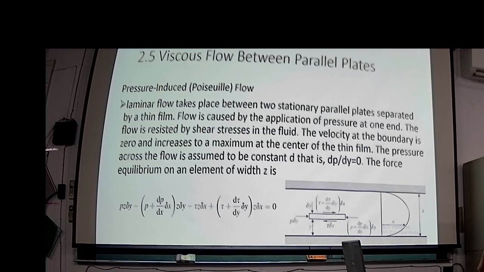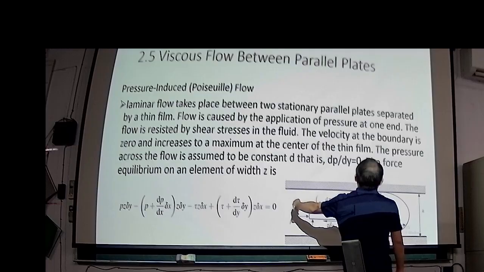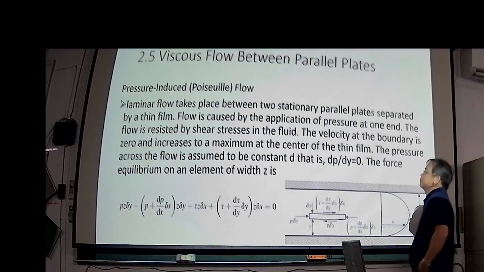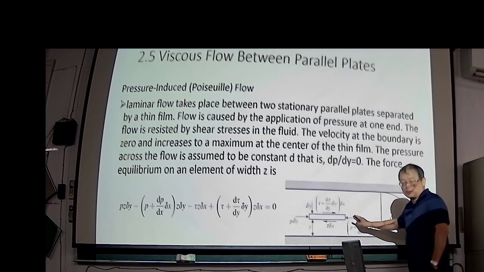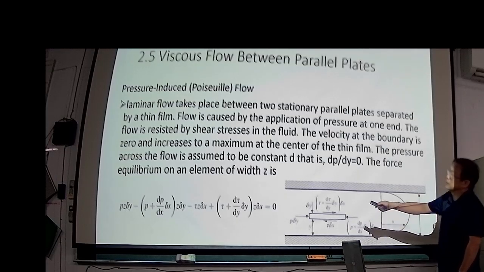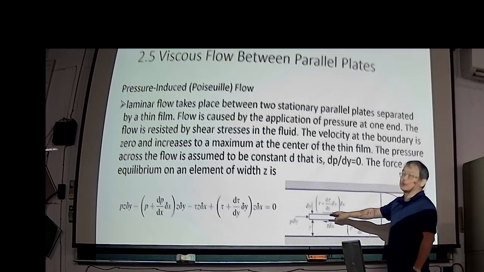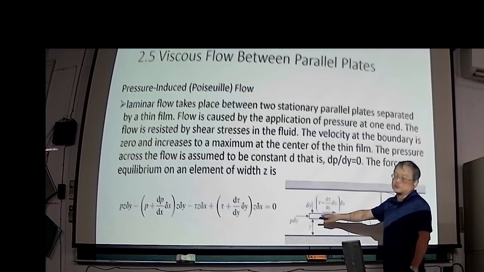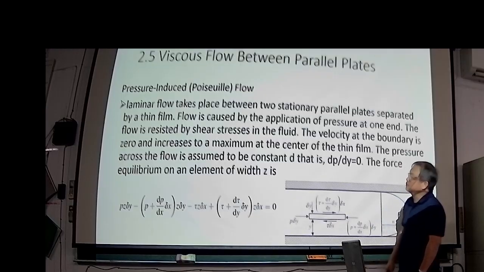Okay? You have a presentation of pressure in one end, so pressure is pumping in this direction. And the flow is resisted by the shear stress in the fluid, because the lubricant is viscous, so then you have a shear stress on the top, on the surface of this small element. Okay?